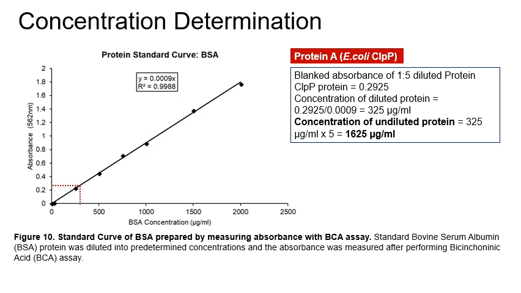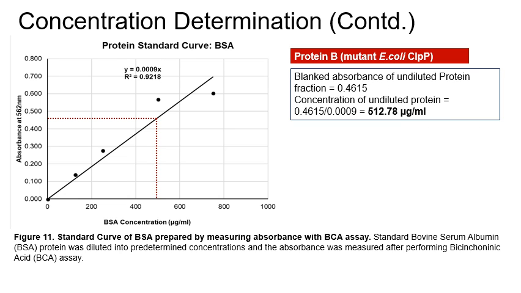After the purification process, we determined the concentration of both proteins by BCA assay, where a standard curve was plotted by measuring the absorbance of bovine serum albumin diluted in different concentrations. Based on the graph and the absorbance value of the test protein, the concentration of wild-type ClpP was calculated to be 1625 micrograms per ml, while the concentration of mutant ClpP was calculated to be 512.78 micrograms per ml, which was comparatively low, which might be due to the loss of sample during the buffer exchange process.